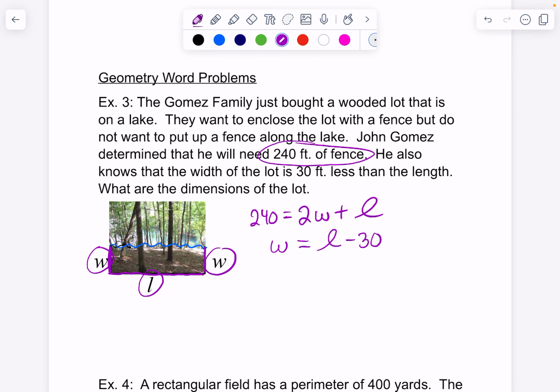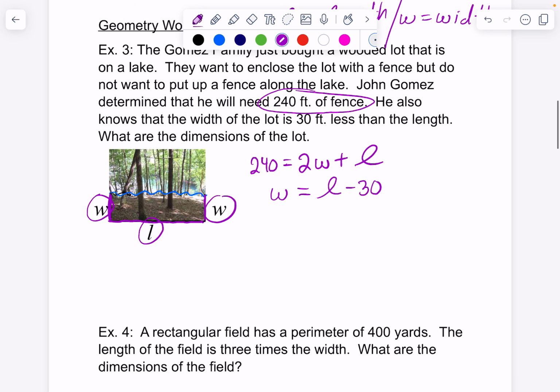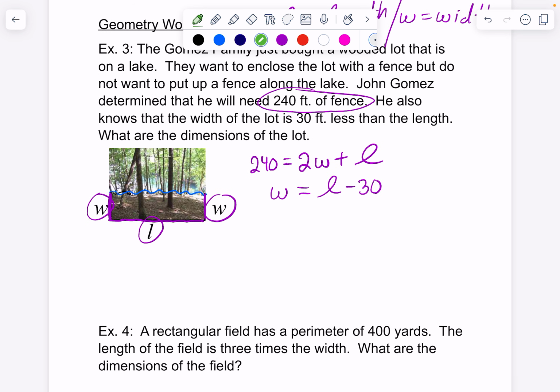And one thing I should have done, and I apologize, I'm going to go ahead and say that L is length. I know it's pretty self-explanatory in this situation, but I wanted to show you. W is width. So now I'm going to solve by using substitution. I'm going to substitute my value of width into the width of the first equation, giving me 240 equals 2 times parentheses L minus 30 plus L.